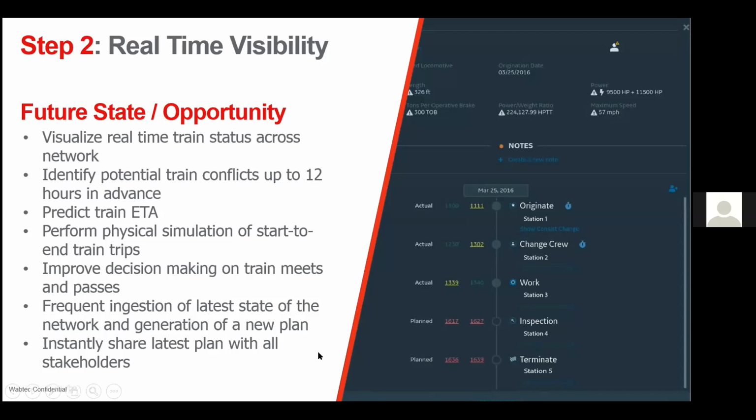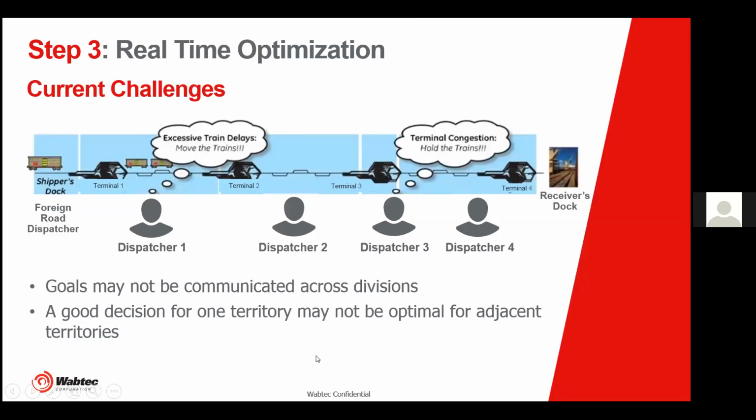So here's a quick example in the next slide of what could happen and what actually does happen on a fairly regular basis. Here you see a shipment coming out of the left-hand side. It's going across dispatcher one's desk and then dispatcher two's desk, maybe a yard in between, and then eventually to a receiver across a few more dispatchers. But this dispatcher has a lot of work that they're doing, and their goal in life is to move that train out of their territory as fast as they can.